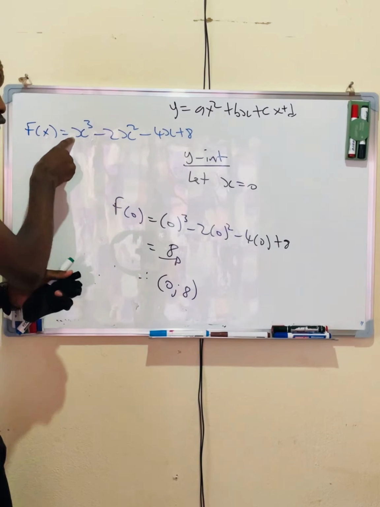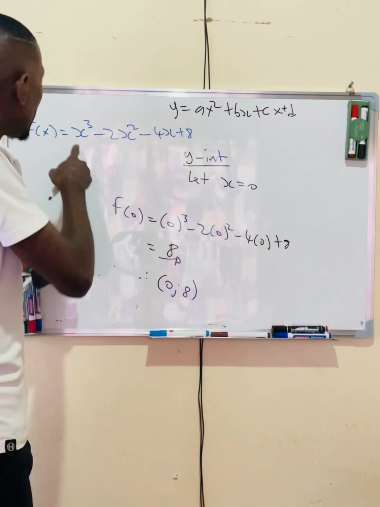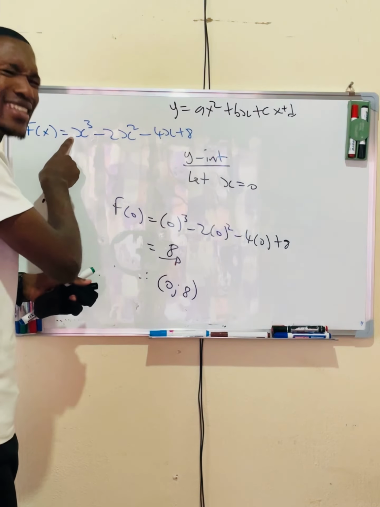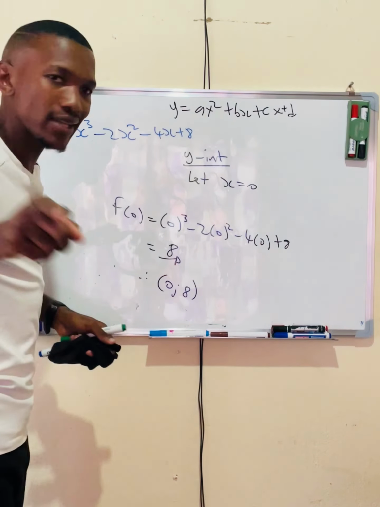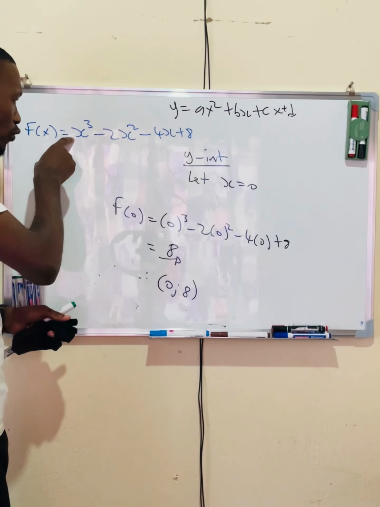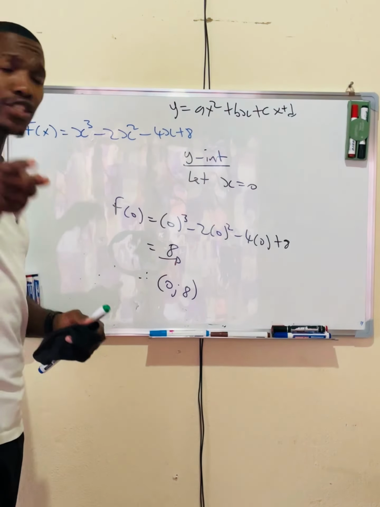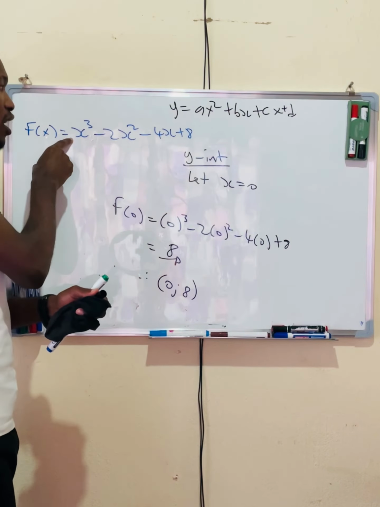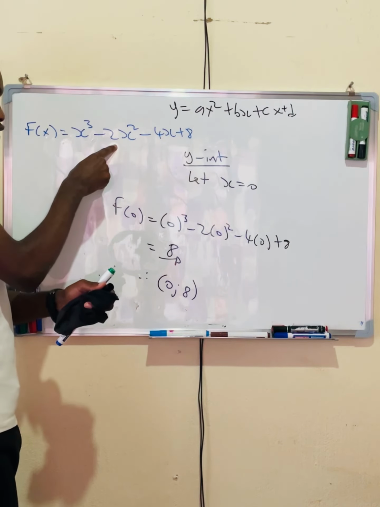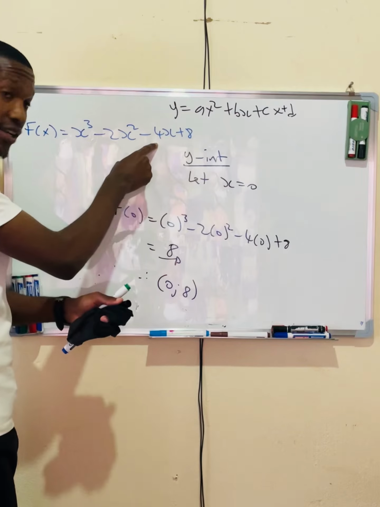The value of a here, to those who don't know, is 1. 1 times anything is anything. Hence, 1 times James is James. 1 times x is x. So there is a 1 here. But if it was 2, we would know that the coefficient of x cubed is 2. The coefficient of x squared is minus 2. The coefficient of x is minus 4.